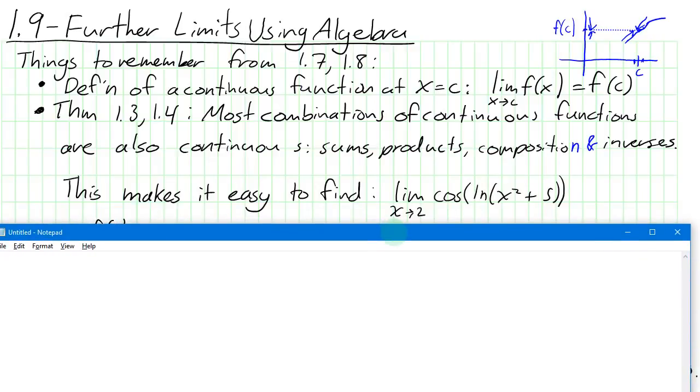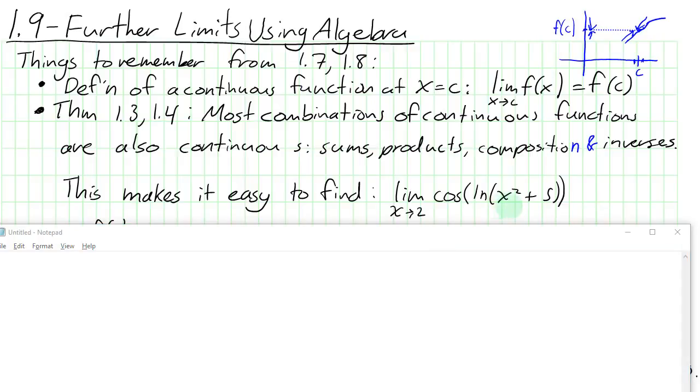So that makes it easy to find limits like this one, because first of all, x squared plus 5 is always continuous, and not only is it continuous, it's always positive. And the natural log function is always continuous when its input is positive, and that happens here. So that means that this is a composition of two continuous functions. x squared plus 5 is greater or equal to 5 at all times, so natural log is always natural log of 5 or greater.